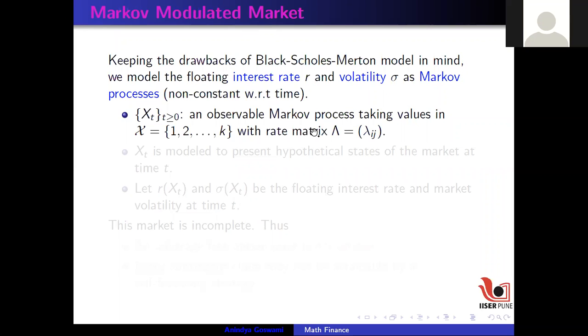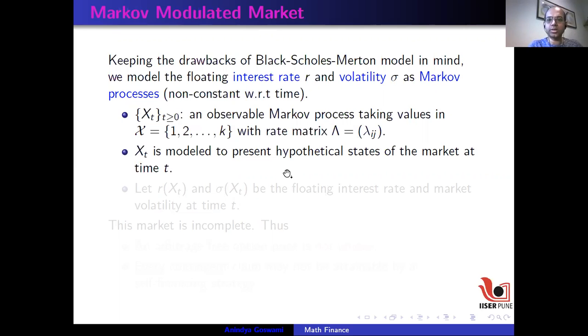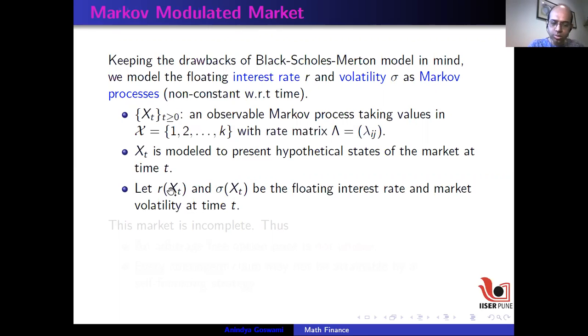So here we introduce a new Markov process that we call X with rate matrix lambda. And you know what a rate matrix is, correct? The row sums are zero, correct? And then X_t is modeled to represent the hypothetical state of the market at time t. And R, the interest rate, you can also allow that to depend on X, or you can keep it insensitive, up to you. And then sigma also you are keeping as a function of X_t. So now sigma is not a constant, but a function of a Markov chain. So it would change over time.